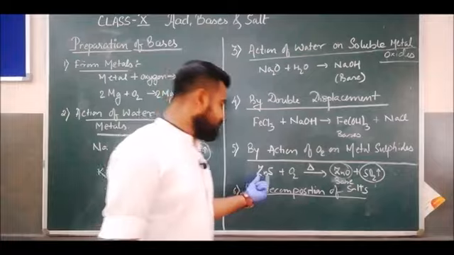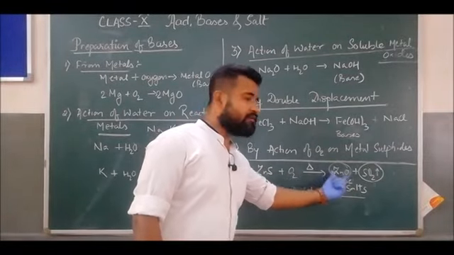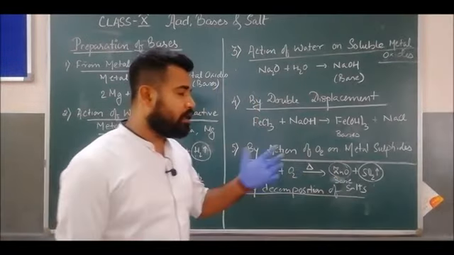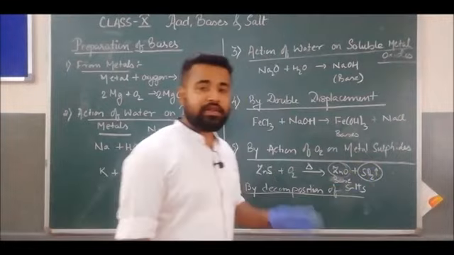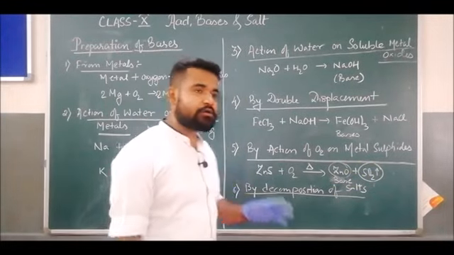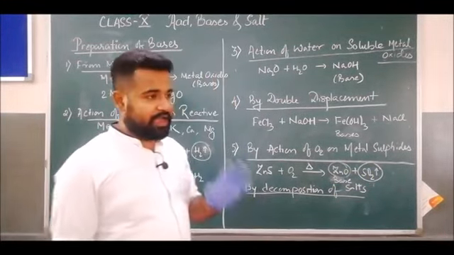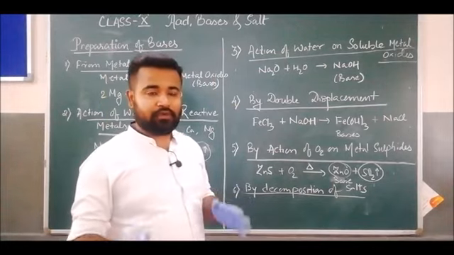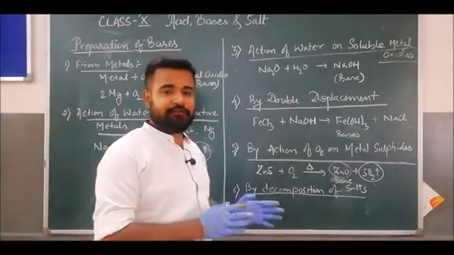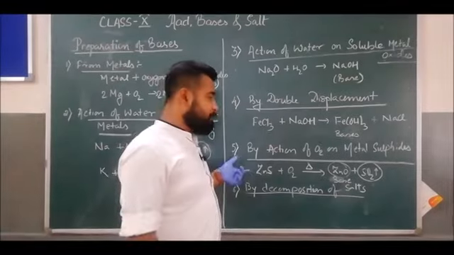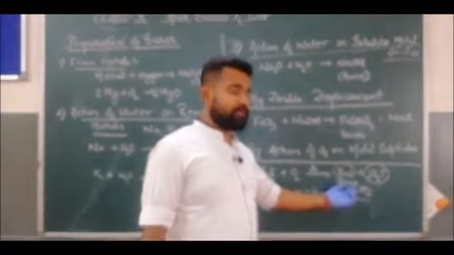Clear? So from the zinc sulfide, when treated with oxygen, it gives zinc oxide which is basic in nature, and it evolves a gas, liberates a gas, that is sulfur dioxide, and it has a peculiarity. I have told you what is the smell that sulfur dioxide has. So this is the fifth method for the preparation of base.